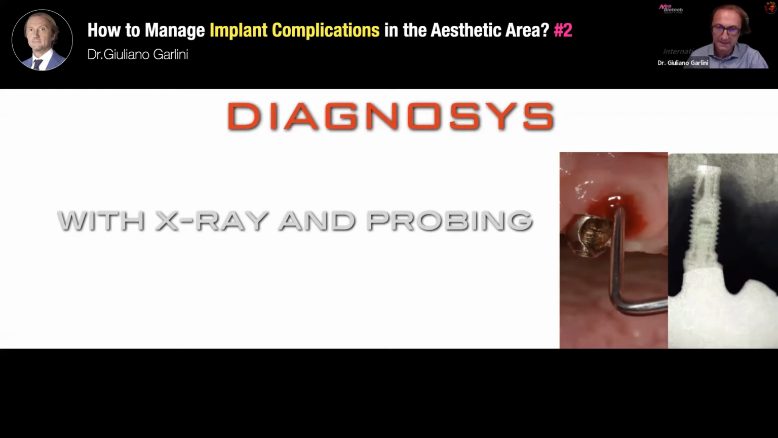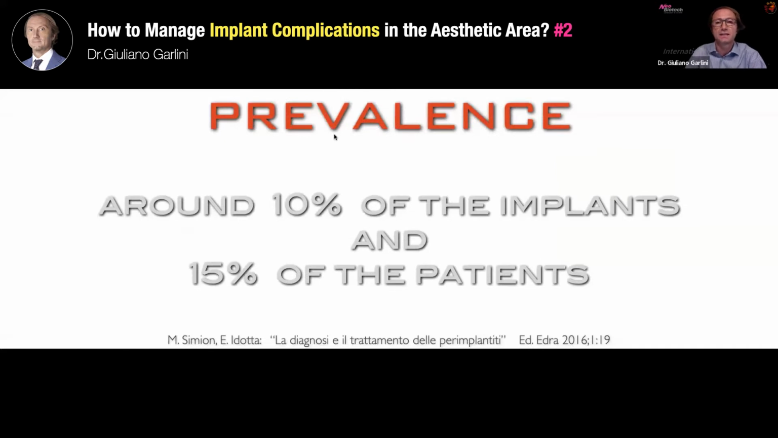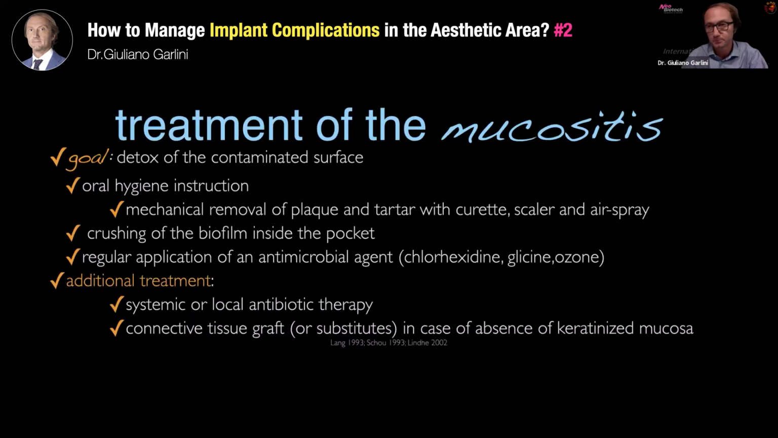Which is the prevalence of this kind of disease? Around 10% of the implants and 15% of the patients with implants. So this means that it is very important for us to understand how we can treat the mucositis and how we can treat the peri-implantitis.